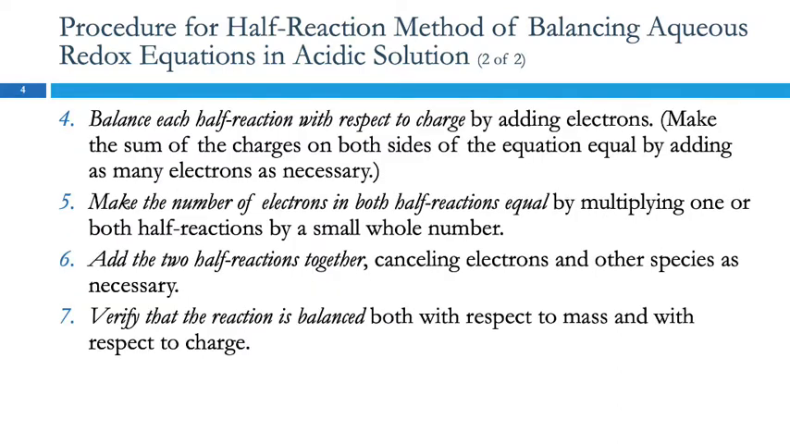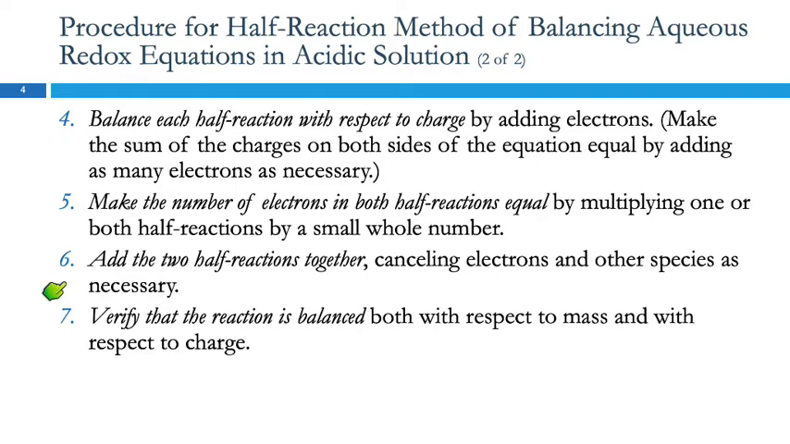After we finish that, we balance with respect to charge, and we do this by adding electrons. We want to make sure the sum of the charges on each side of the arrow for each half reaction is the same. It might be 0 on both sides, it might be +2 on both sides, it just needs to be equal. After we do that, we need to make sure that we have the same number of electrons in each of the half reactions. Sometimes it just comes out that way, hooray. Other times it doesn't. And so then we're going to multiply the coefficients by a small whole number in order to get the same number of electrons. Hopefully that will make more sense when we do it.